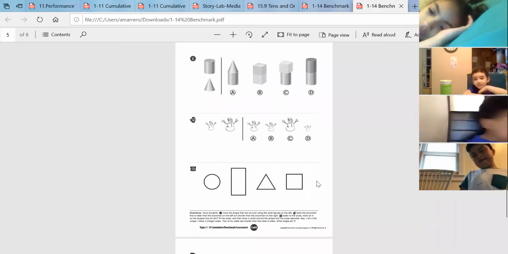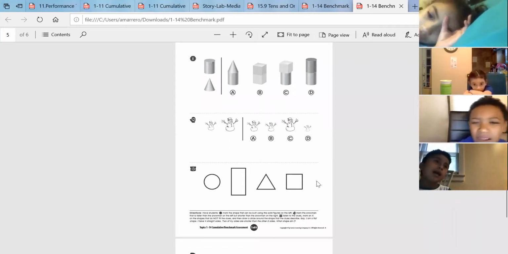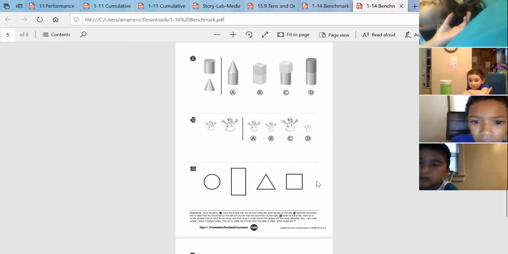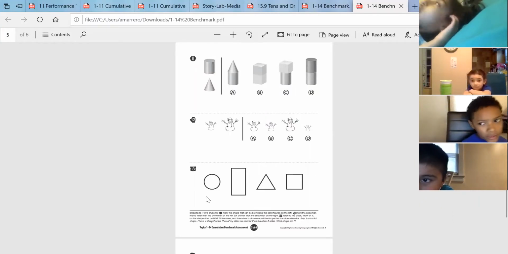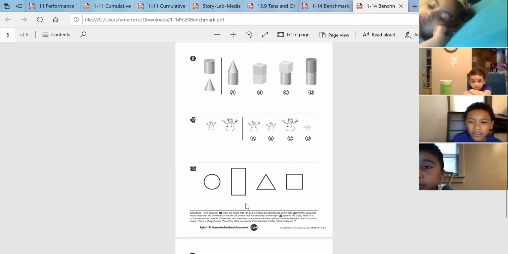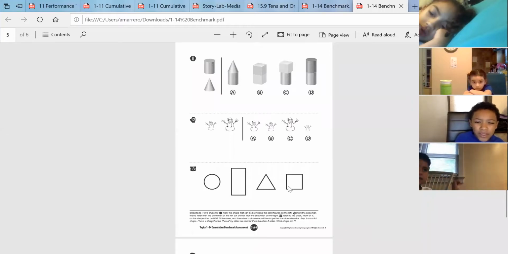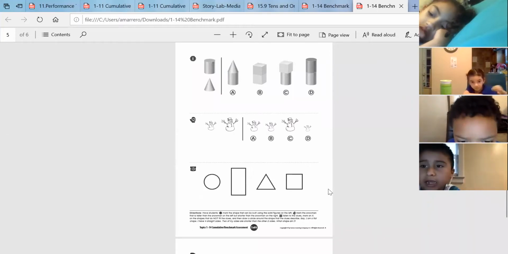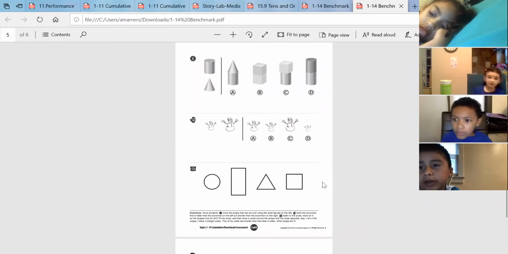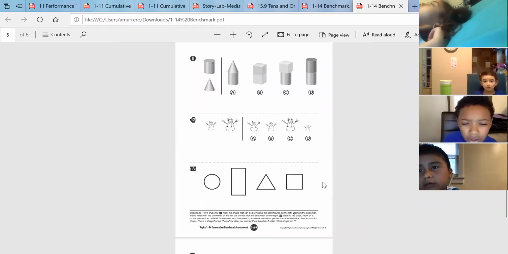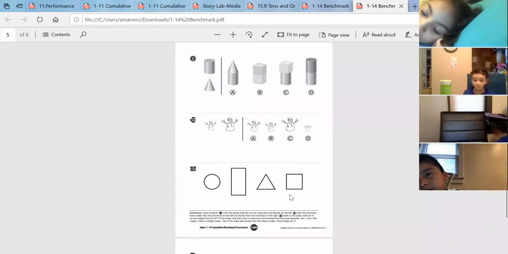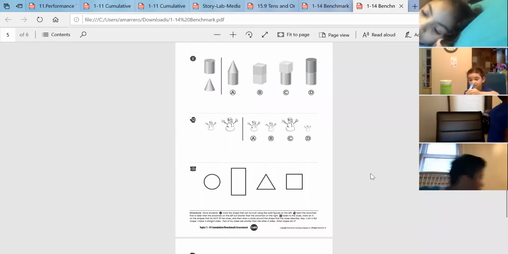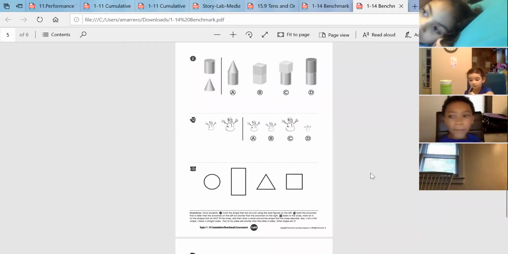Wendell? The cone and the cylinder. We're in the bottom one. Down here. These flat shapes. Which shape does not have 4 sides? The circle and the triangle. Yep, the circle doesn't have any sides, and the triangle only has 3.